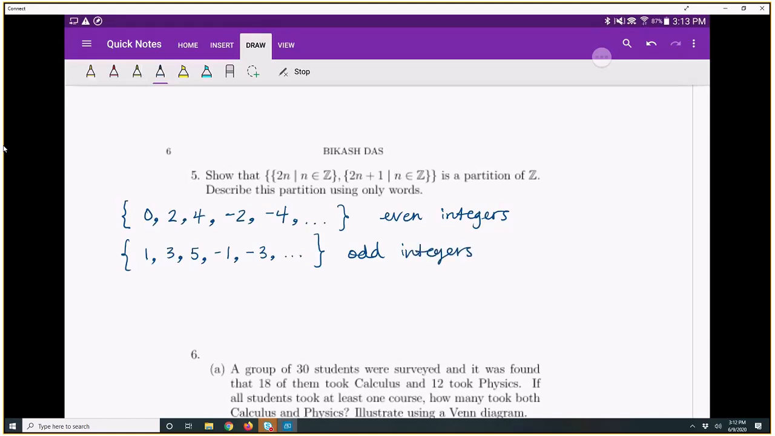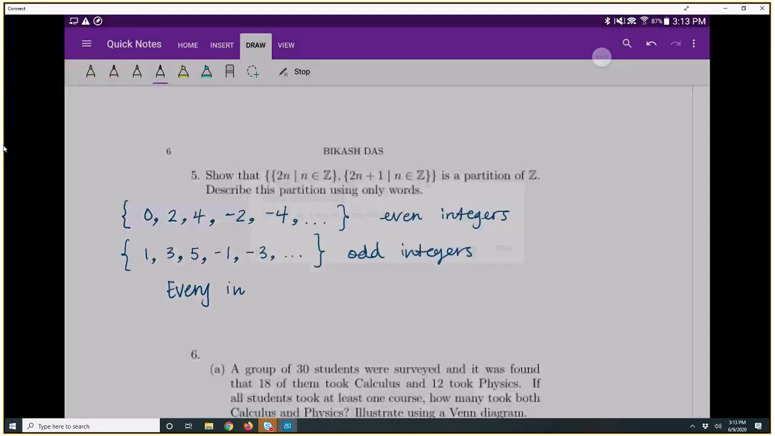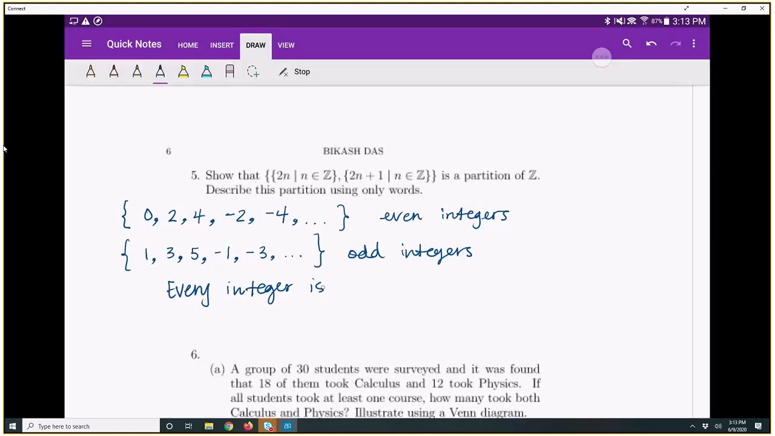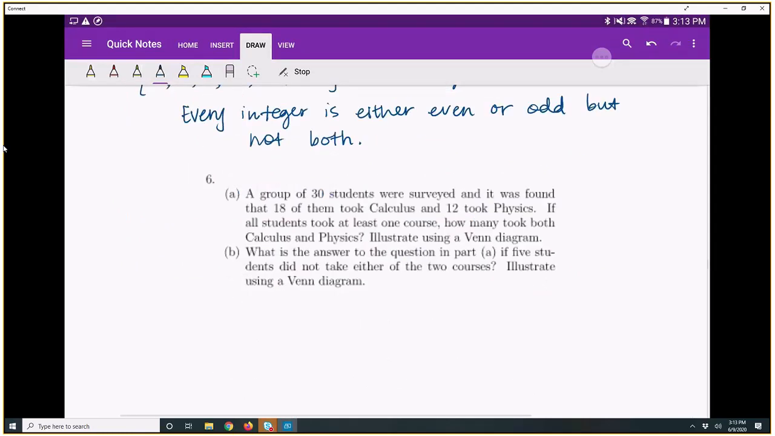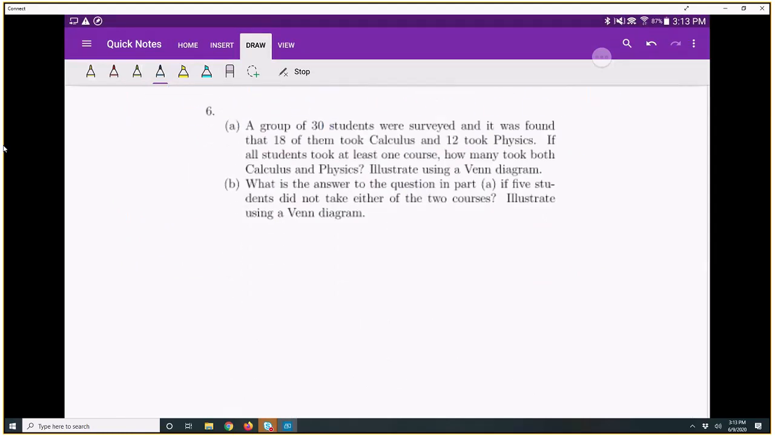So we wanted to show that this is a partition of Z. Well, we know that every integer is either even or odd, but not both even and odd. So partitioning the set of integers into the even integers and the odd integers is a perfectly valid way to partition the set. So now let's look at some inclusion and exclusion type of problems.